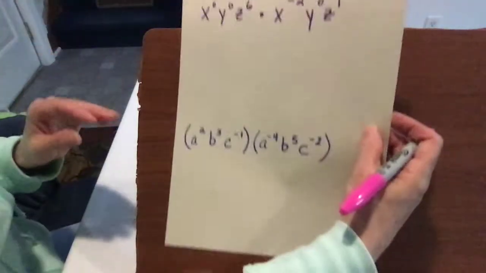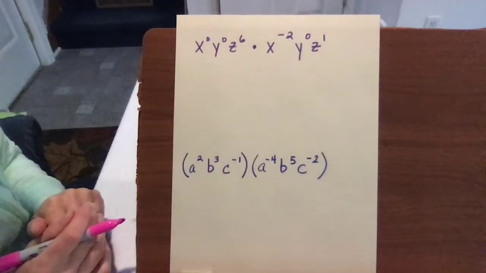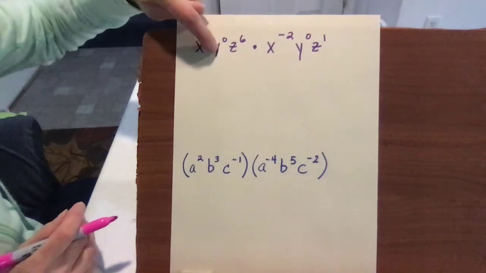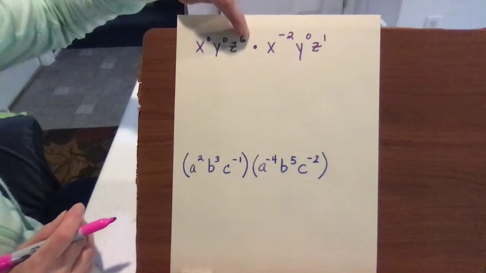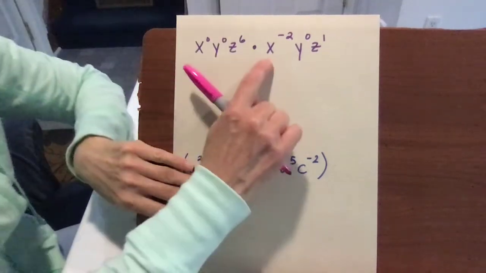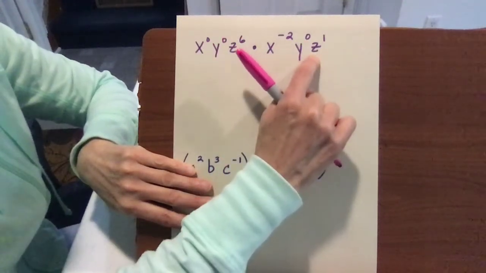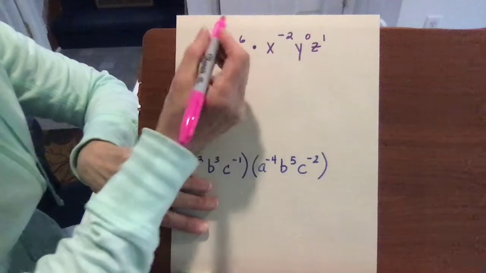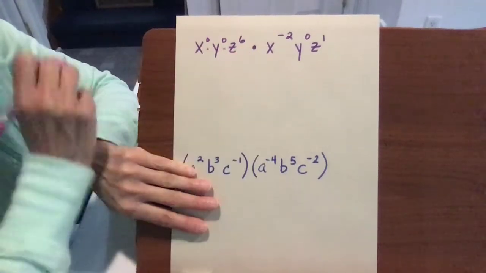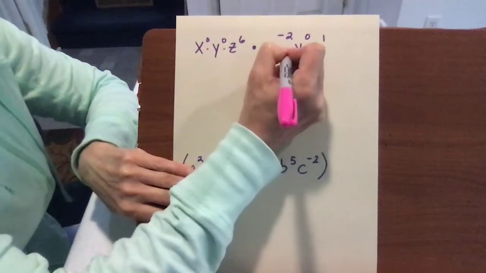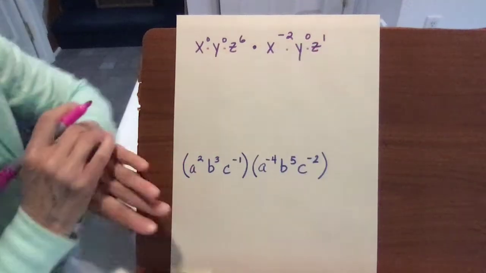All right, last examples. X to the 0 times y to the 0 times z to the 6th times x to the negative 2nd, y to the 0, and z to the 1st. In between each of these variables is implied multiplication, just as we have grown to know it through our course.